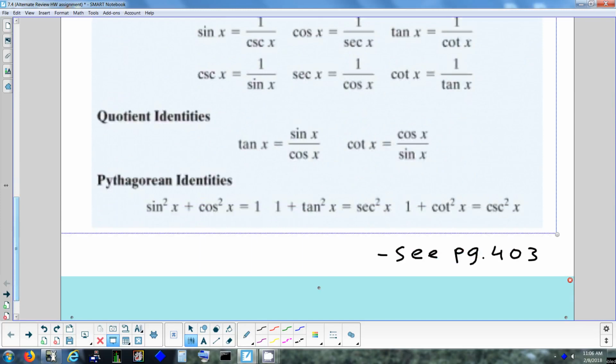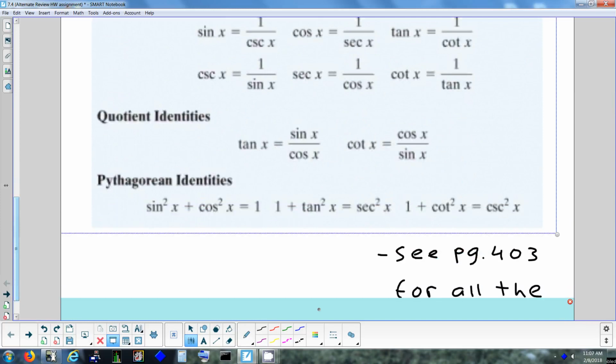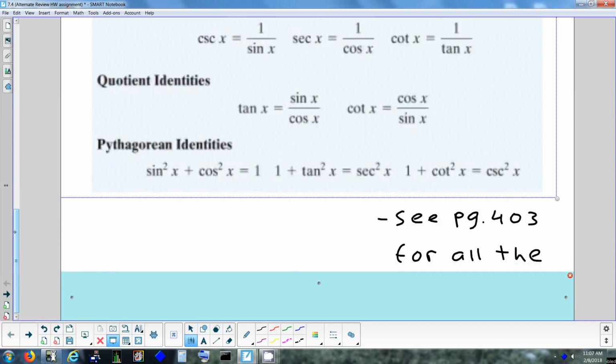And when we wrote these identities down, there was one last group that I gave you. In the section when we studied these first, I said, don't worry about the Pythagorean ones. Just write them down for now so you have them in your notes. But we didn't do anything with them. Now we're going to do something with them. So those are your Pythagorean identities. These are all on page 403 if you need to go back and copy anything.